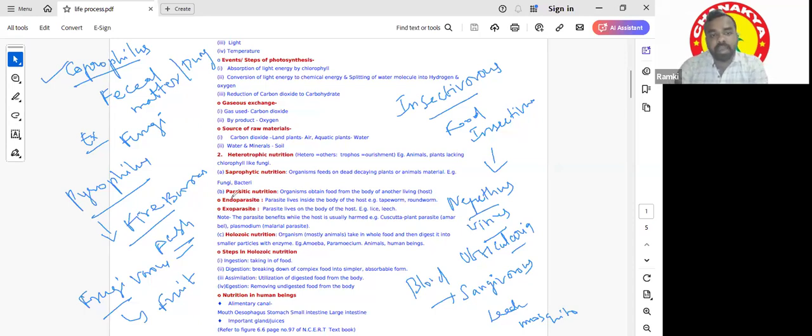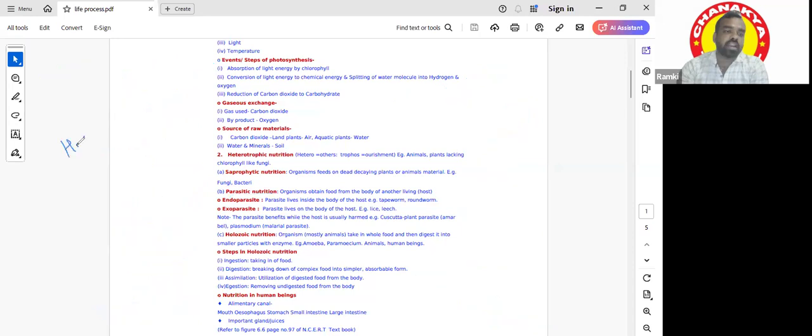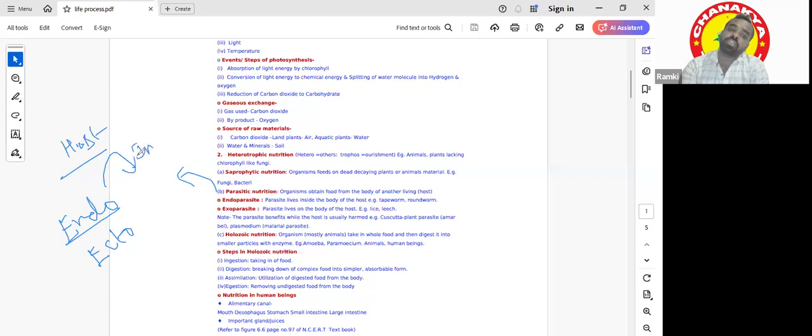Then we have parasitic mode of nutrition. An organism which lives on a host organism, which lives on another organism, is called parasitic mode of nutrition. There are two types: one is endoparasite, another one is ectoparasite. Endoparasite means which lives inside the host organism. Ecto means which lives outside the host organism. Examples of endoparasites are tapeworm and roundworm. Note it down. Scientific name of tapeworm is Taenia, and roundworm is Ascaris.